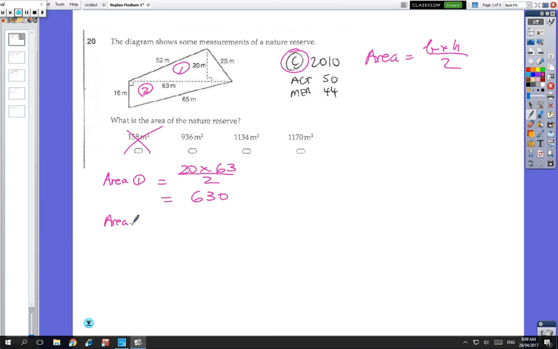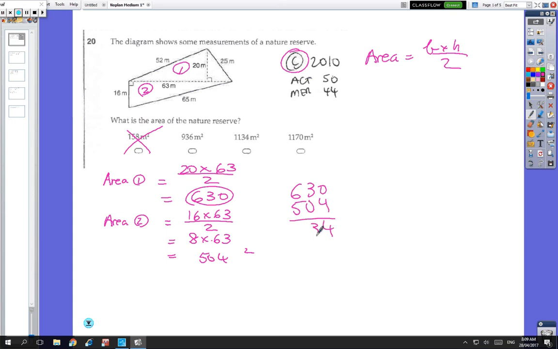Okay, area 2, the bottom shape, is going to be base times height, so 16 times 63 over 2. Again, I haven't got my calculator with me, so it's 8 times 63, 8 3s are 24, carry 2, 8 6s are 48, and 2 is 50, so it's 504. So I've got 603, 630, and 504, 1134, and that's the answer. Okay. So just got to remember some basic formulas, base times height over 2.